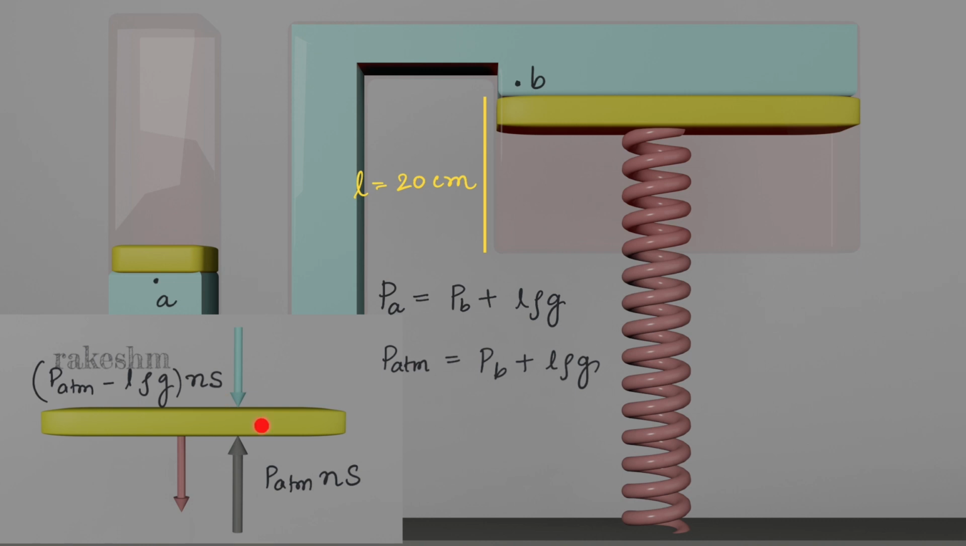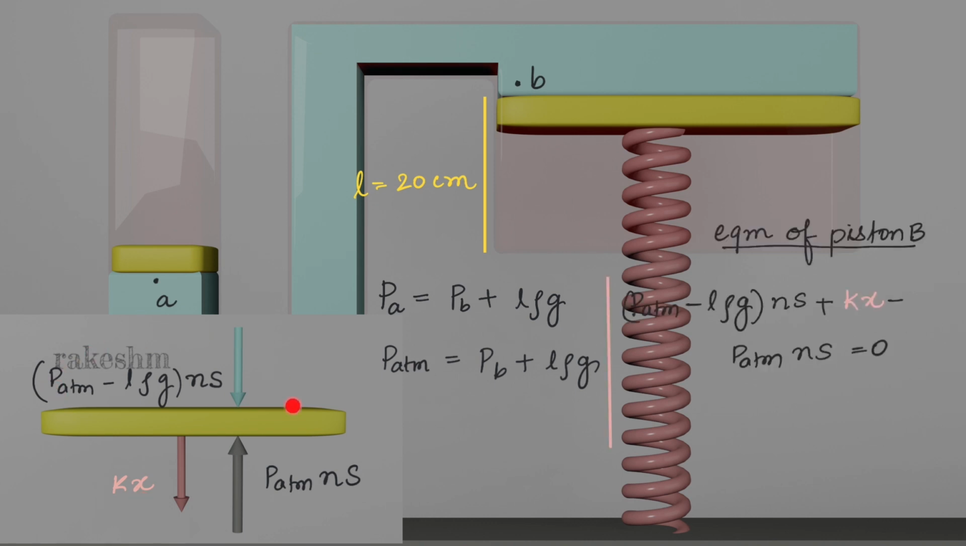Okay, and the piston is in equilibrium. So we can say that the spring force is in downward direction. As the spring force here is pulling, we can say that the spring is extended. Okay, so this force is K into X, where X is the extension in the spring.